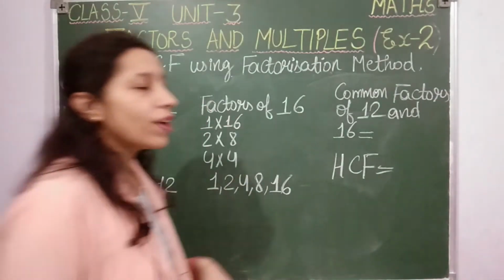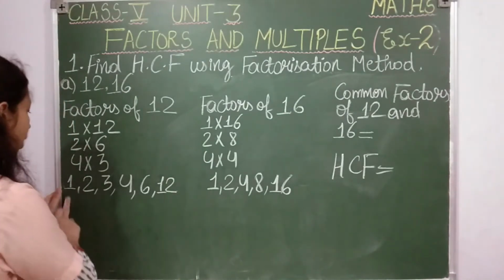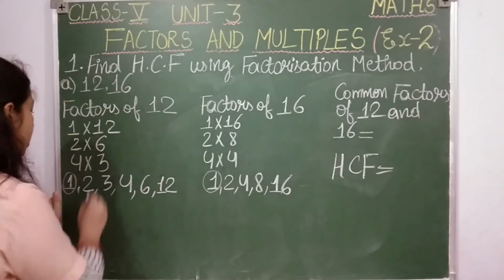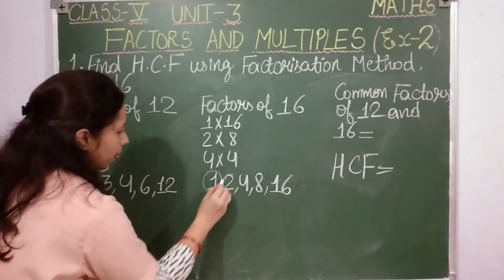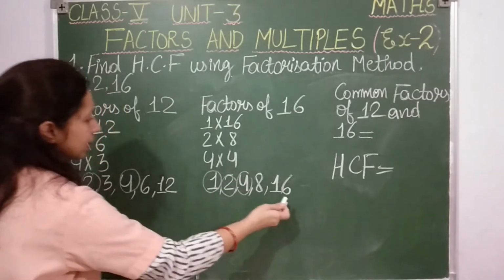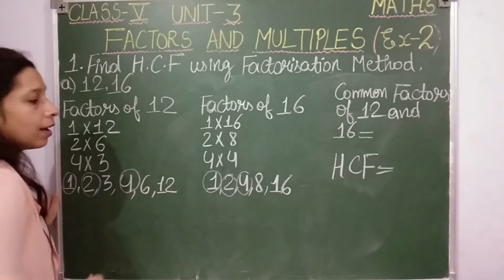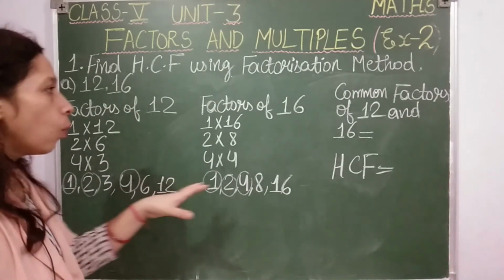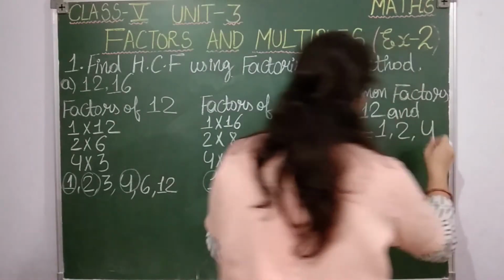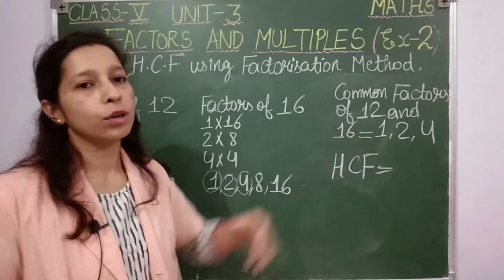Okay, now common factors of 12 and 16. Which factors are common? Now you have to match them. Okay, 1, 1. So 1 is the common factor for both the given numbers. 2 is also there. Then 4 is also there. Rest, here 8 and 16 are not there. Here 3, 6 and 12 are there, which are not present here. So that means only the common factors of 12 and 16 are 1, 2 and 4. Clear, students? Common factors of 12 and 16 is equal to 1, 2 and 4.